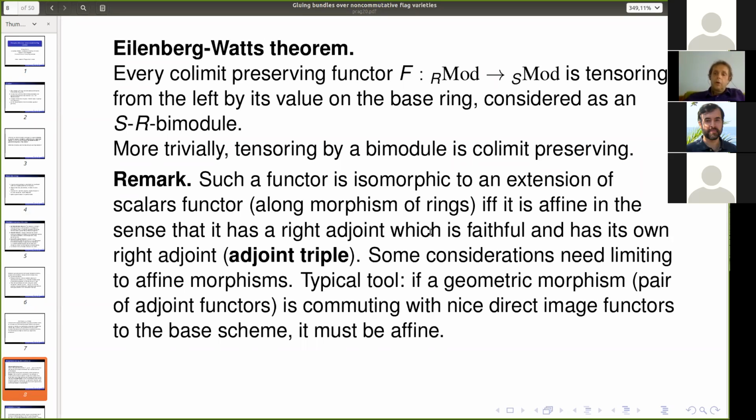So these are what we call affine morphisms in this world of bimodules, or generally pairs of adjoint functors, which we call geometric morphisms in some other areas. So here we want to consider this kind of thing, colimit preserving functors, in fact pairs of adjoint functors with some properties, as morphisms among these categories which we consider.